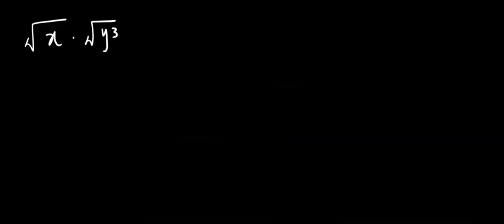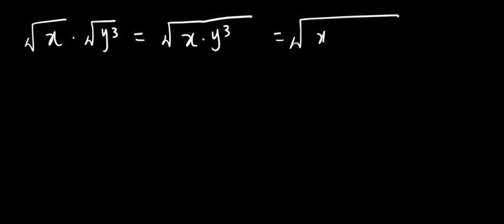Our next question is the square root of x times the square root of y to the third power. Alright, so we're going to rewrite this as the square root of x times y to the third power. Think about y to the third power. Y to the third power is y to the first power times y to the second power, which means this can come out.